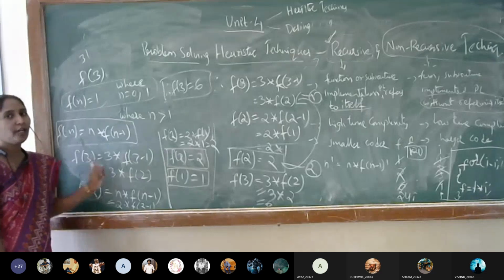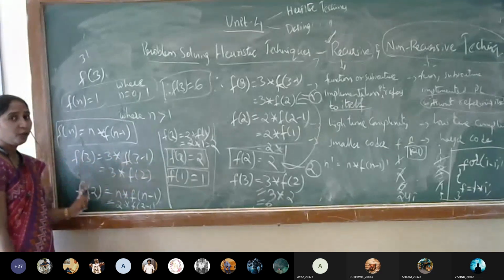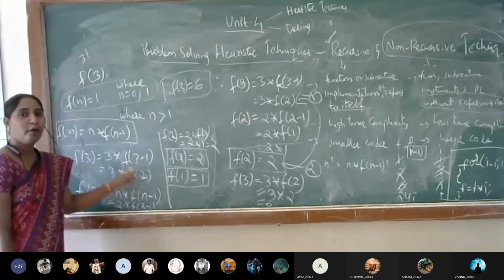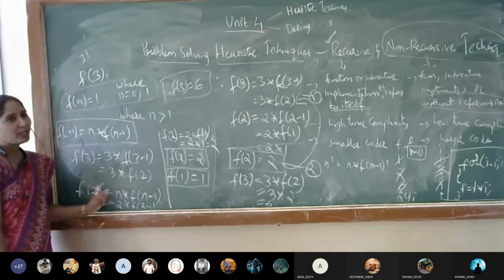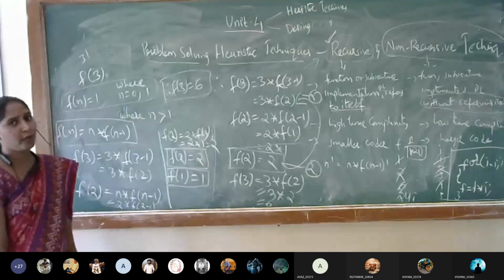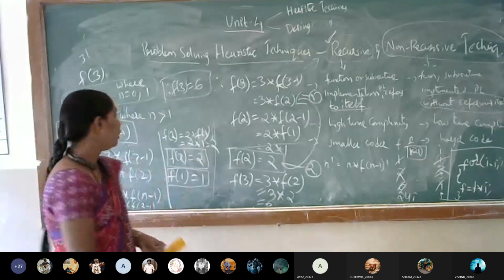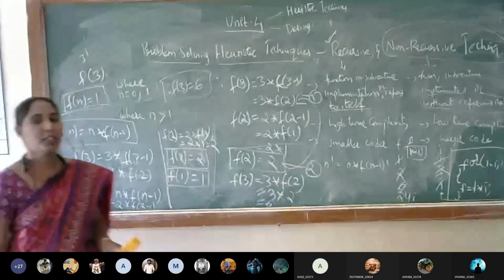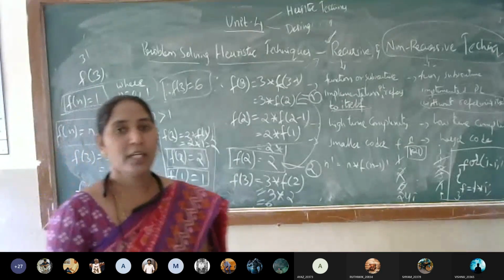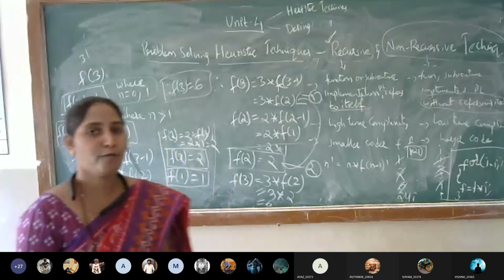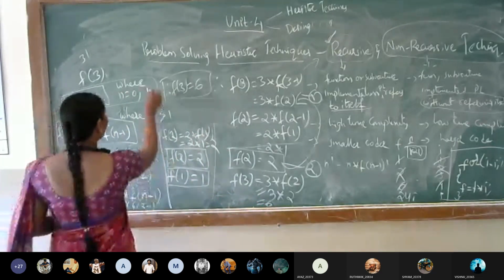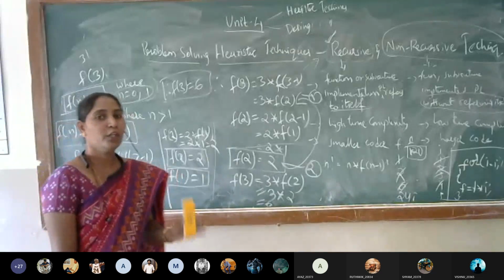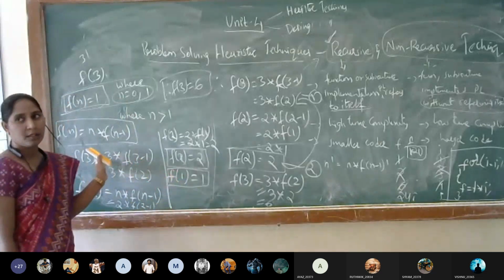f of 4 is equal to n into f of 3. Then again I need to find f of 3. f of 3 is equal to n into f of 2. Then again it will perform f of 2 is equal to n into f of 1. So every time the f of 1 value will be equal to 1 only. That is the logic you have to keep in mind. So for f of 0 or f of 1, when the n value is equal to 0 or 1, that particular value will be 1. Else you need to call that particular function itself.